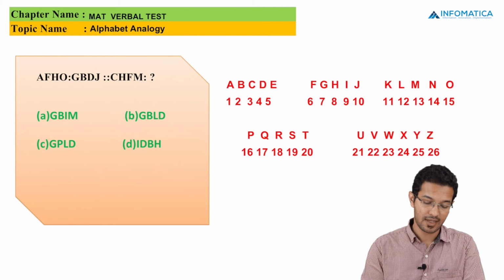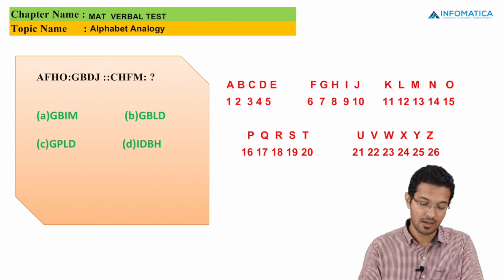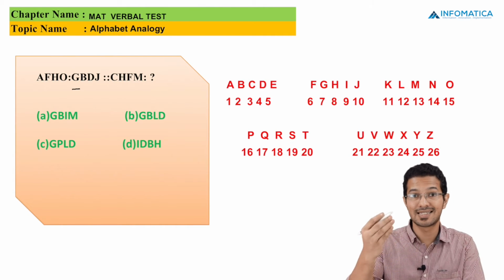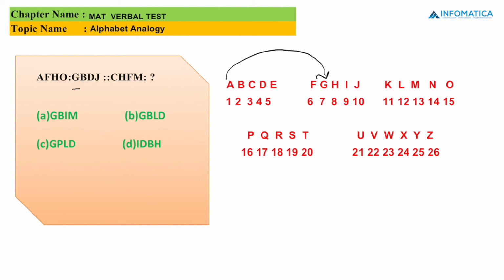Next question is AFHO is related to GBDJ. A is on number 1 position and G is on the 7th position. So I have gone plus 6 steps ahead. F is related to B. F is on number 6 position and I am going up till G. So I am going minus 4 steps. या तो मैं 4 steps पीछे जा रहा हूँ.